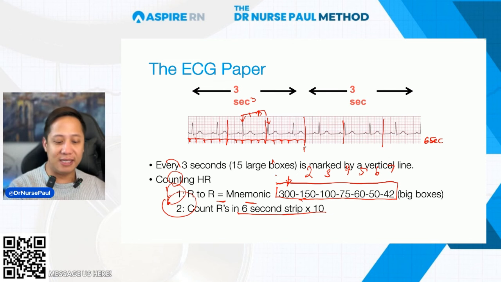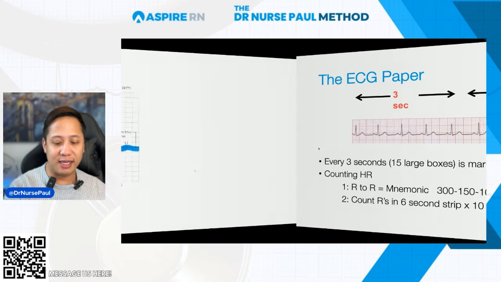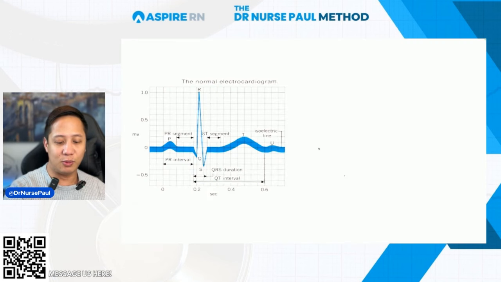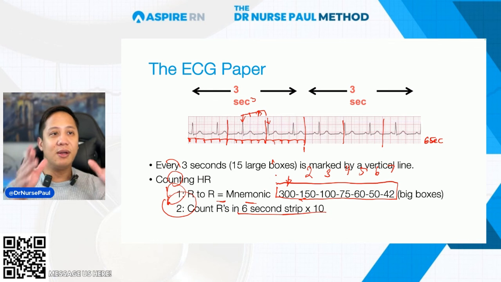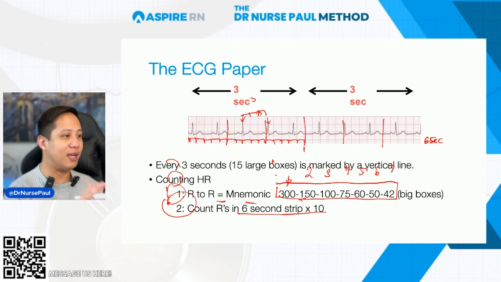So every time you see a line, those boxes are 3 seconds. Now, we have a 6-second strip. This is very easy, guys. You just multiply it by 10.